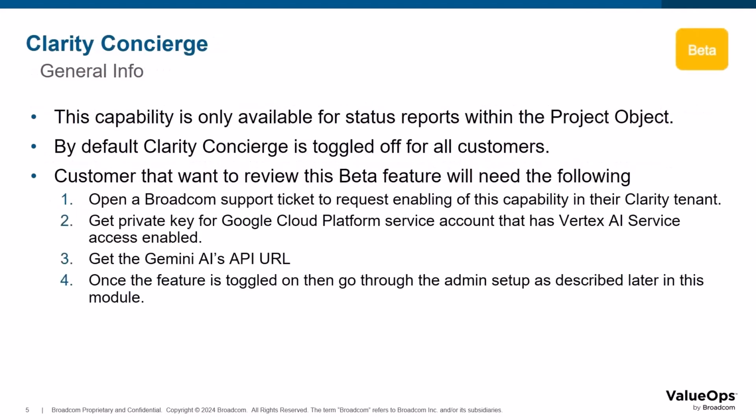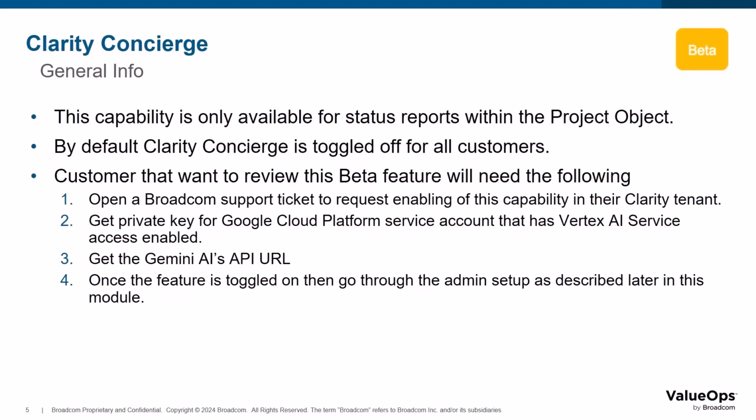Some general information about Clarity Concierge. Again, this capability is being introduced as beta. It is only available for status reports within the project object. By default, Clarity Concierge is toggled off for all customers, which means no customer will be able to even see the flag under system options to start configuring this. They will have to open a support ticket in order to do any configuration within Clarity.